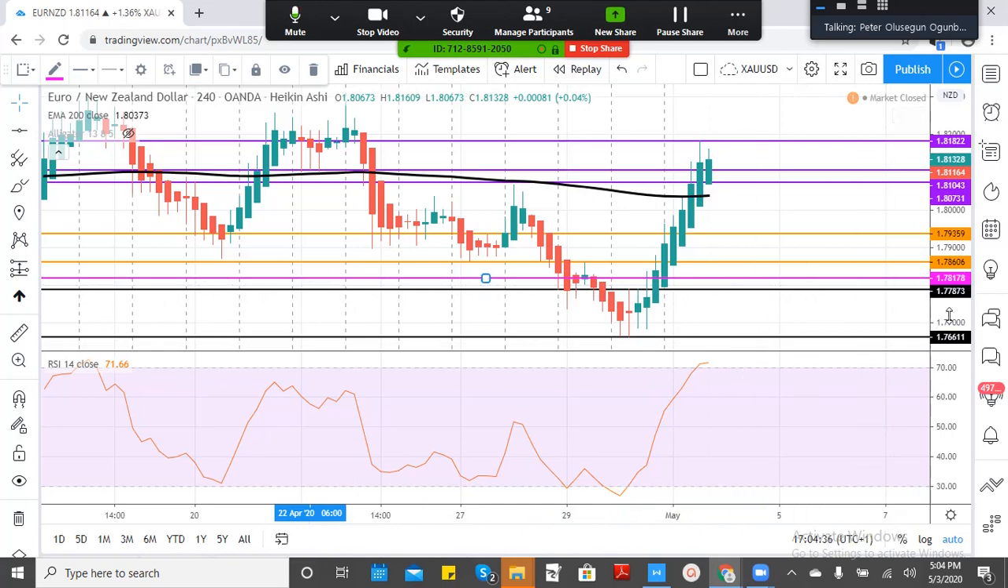So the buy limit, the price is 1.78178, which is a buy limit. It's a pending order on 4 hour. I will pick a buy limit in that zone. So the buy limit is 1.78178.